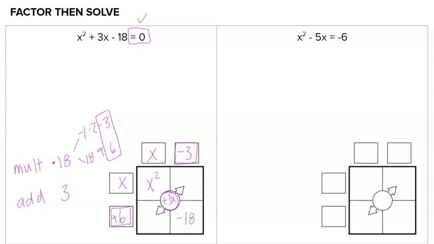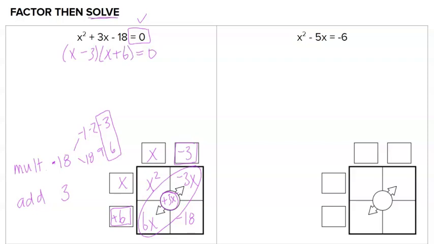And we can always check. Negative 3 times x is negative 3x. 6 times x is 6x. And negative 3 and 6 makes that 3 in the middle. So now that we have our factors, we have x minus 3 and x plus 6 is equal to 0. Now we can solve for x.